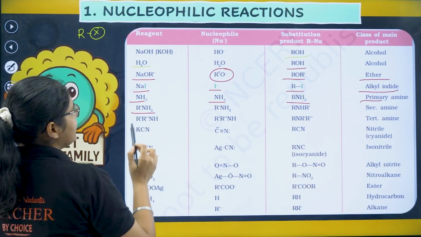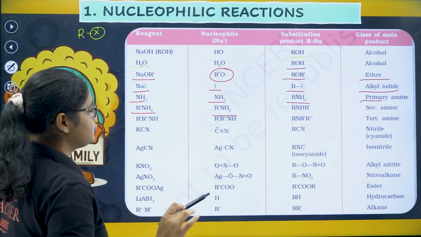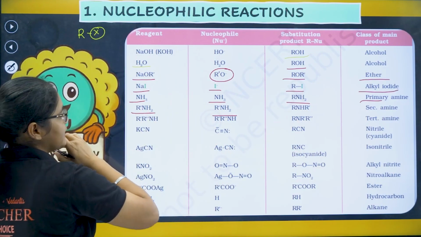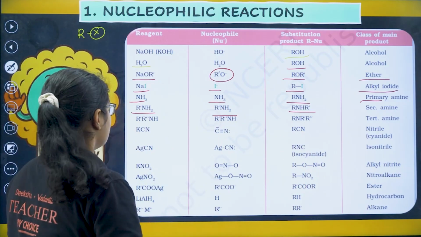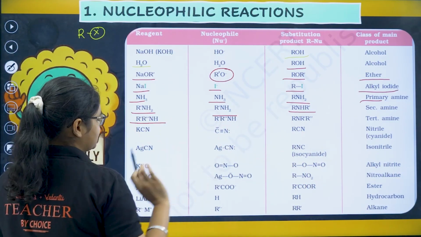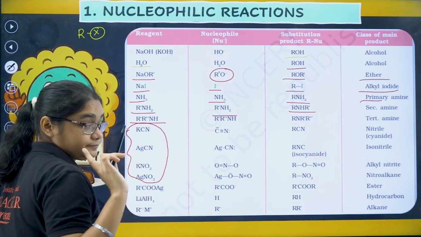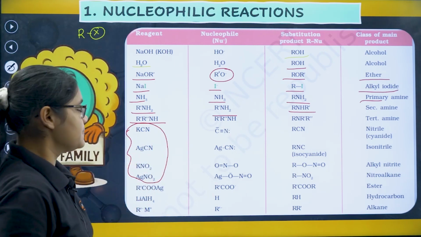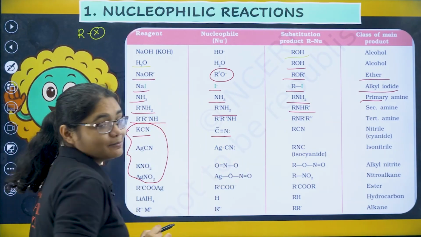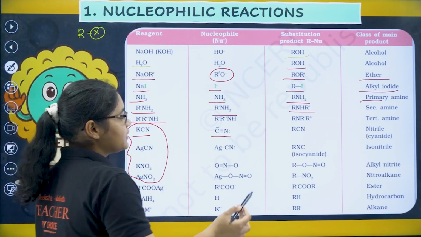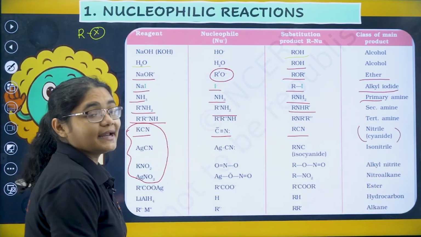Similarly, if you take R-NH2, the nucleophile itself is R-NH2, and it will react here, and you will get RNHR, which is the secondary amine. Similarly, you can see for tertiary amine also. Now, these four are very, very important. Mark this one, very important. If you use KCN, the nucleophile obtained is CN minus. So what will be the product? RCN, and you will have a compound called nitrile.